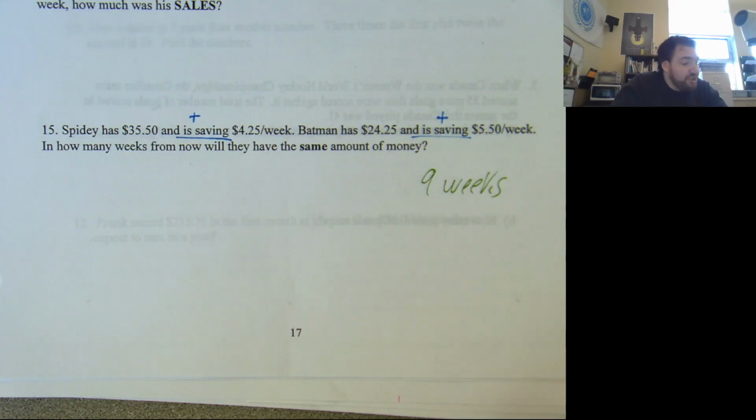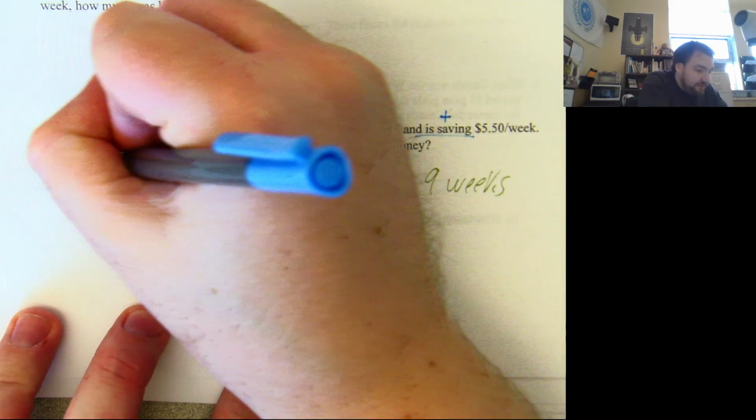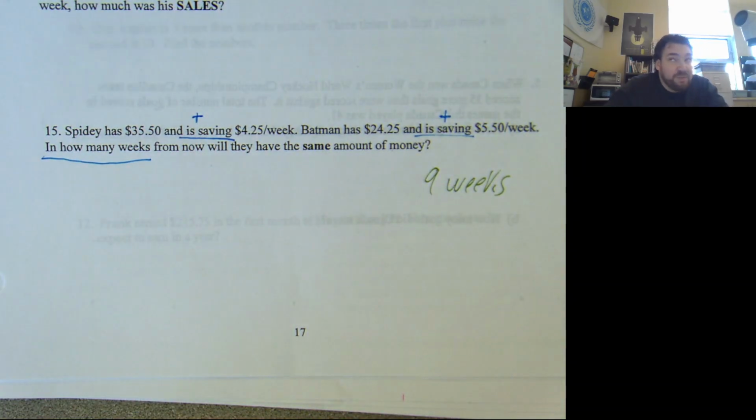In how many weeks? So the "in how many weeks" is what? Why is that important? The "in how many weeks" is important. What is significant? Why is it saying "in how many weeks"?